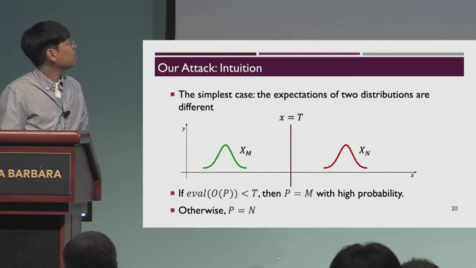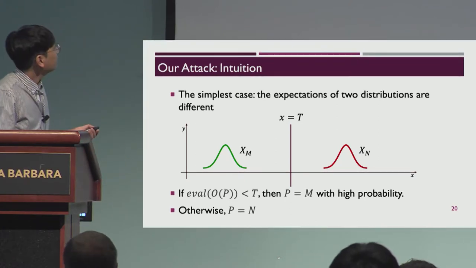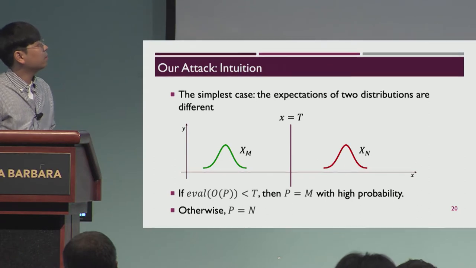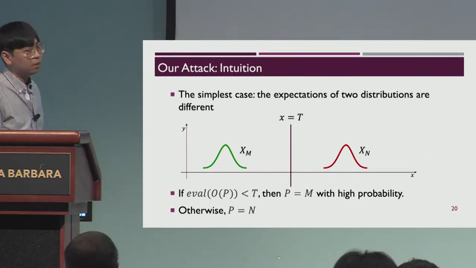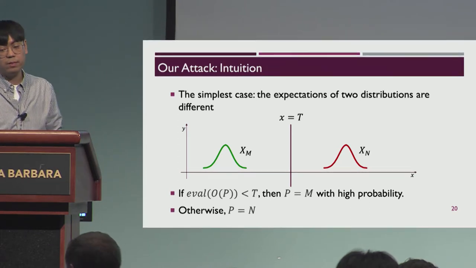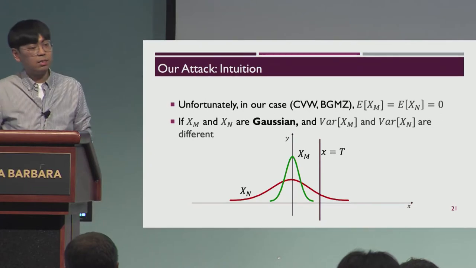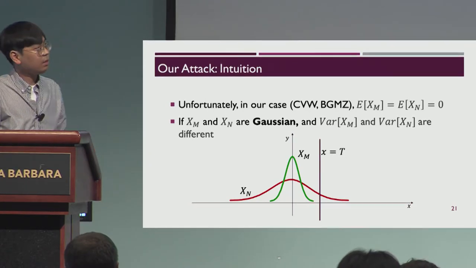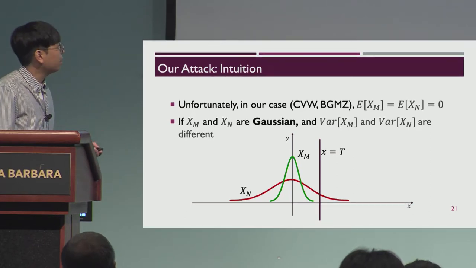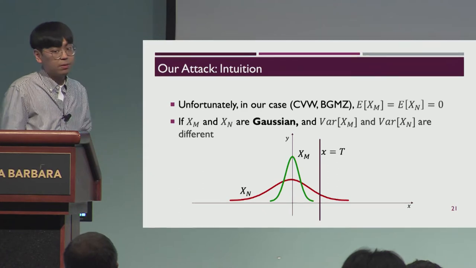The simplest case of a statistical zeroizing attack is when the expectations of the two distributions are different. The green graph is the distribution for random variable X_M, and the red graph is the distribution for random variable X_N. Then we can easily find such a threshold t, and if evaluation of OP is smaller than t, then we know P equals N with overwhelming probability. Otherwise, P equals M. However, in our case, both expectations are zero. So we need to consider another case. If two variables are Gaussian and their variances are different, then we can also find such a threshold t. And when evaluation of OP is larger than t, then P equals M with overwhelming probability.